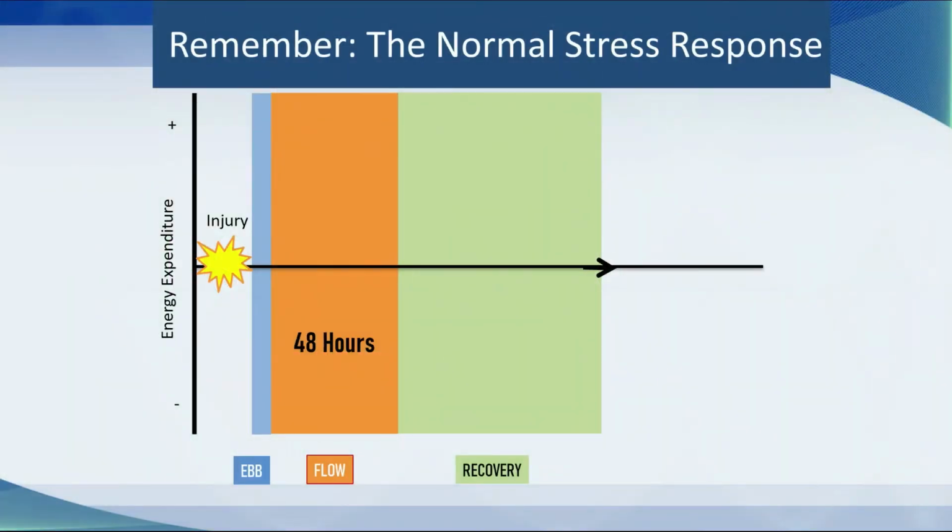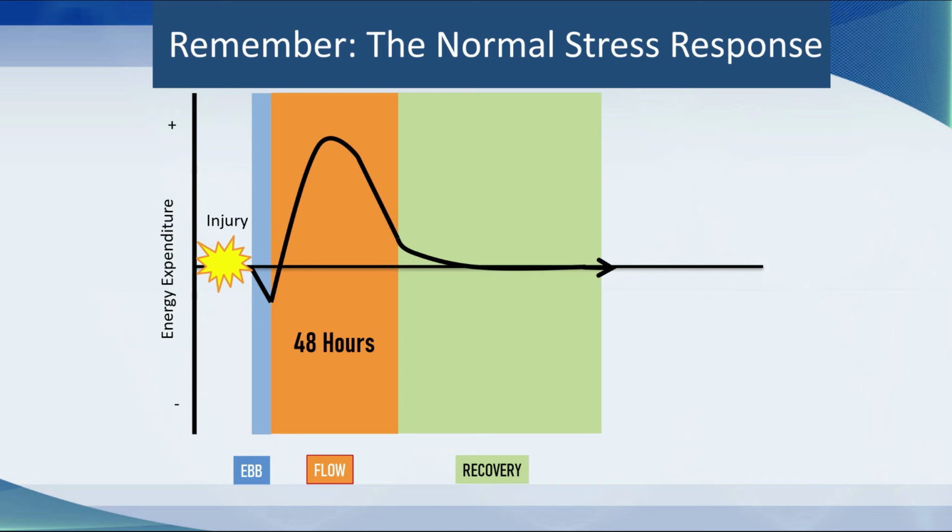Remember the normal stress response to acute illness, where we had an ebb phase, a flow phase, and a recovery phase. And this all goes on over approximately a 72-hour period. The flow phase is about 48 hours, and then that recovery phase goes on for another day or so. And we see this in perioperative medicine in people with modest to moderate injuries.